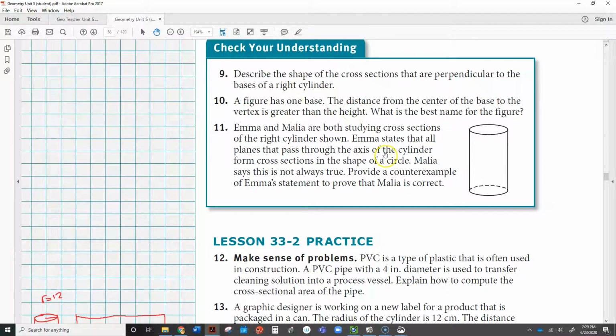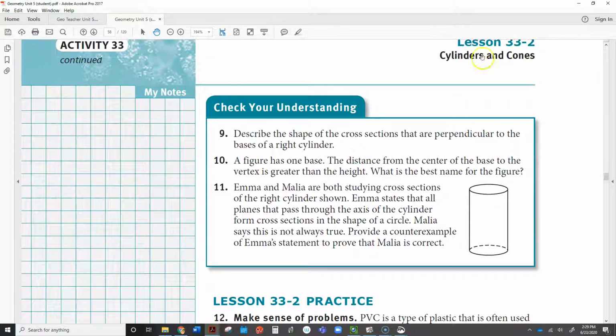Okay, well, in this lesson, we are only dealing with cylinders and cones. It has one base. It's a cone. So I keep reading. It says the distance from the center of the base to the vertex is greater than the height. If it's not the same as the height, then it's not a right cone. So it must be an oblique cone.